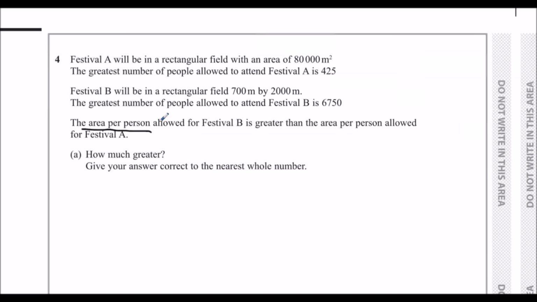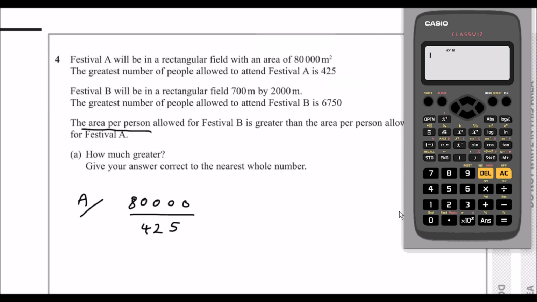How much greater? So we need to work out the area per person. When we see per, it means divide. So the area divided by the number of people. So for Festival A, area divided by the number of people is 80,000 divided by 425, and that's 188.235.